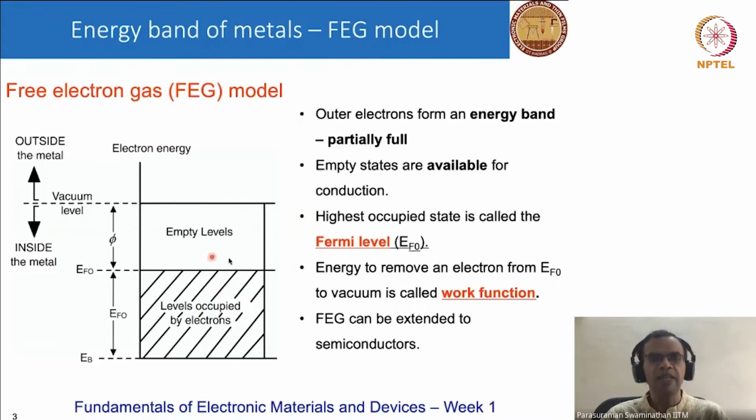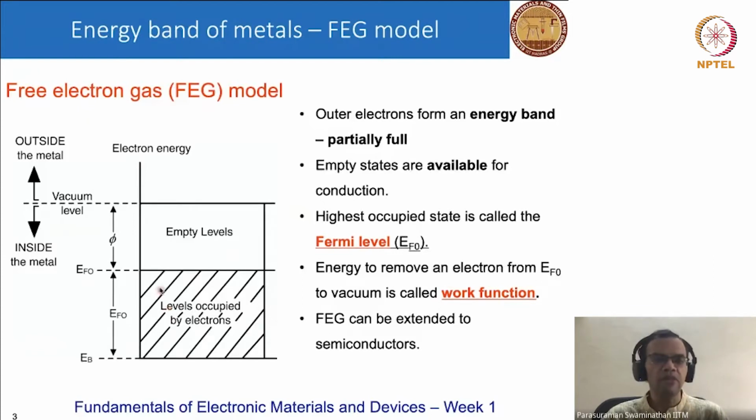So we say that there are empty states or empty levels that are available for electrical conduction, which is why metals have such high conductivity. We define something called the Fermi level, which is denoted as EF, and EF or EF naught is the highest occupied energy level at 0 Kelvin.